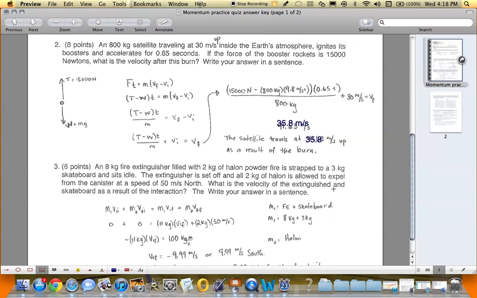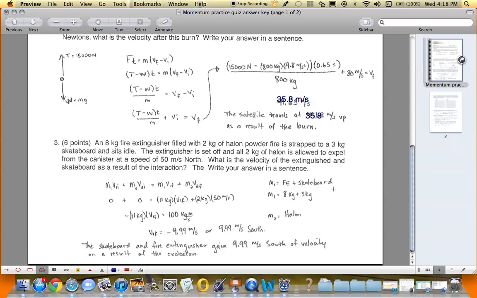Okay. Now the third problem, now that is a conservation of momentum problem. Okay. Now conservation of momentum deals with two things interacting or colliding.